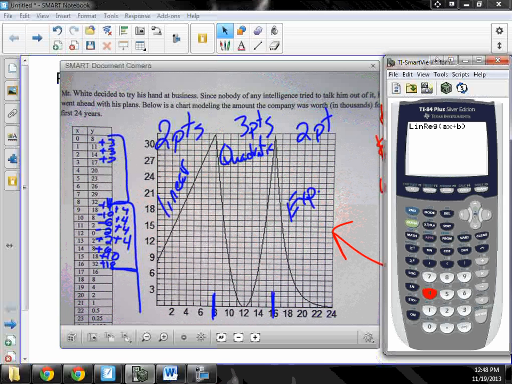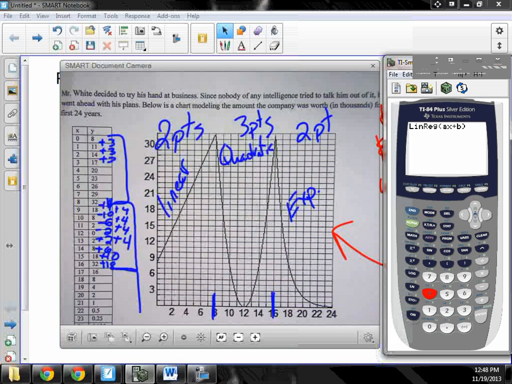Statistics. Go into statistics. So clear out those lists. And after that, I don't know what to do.